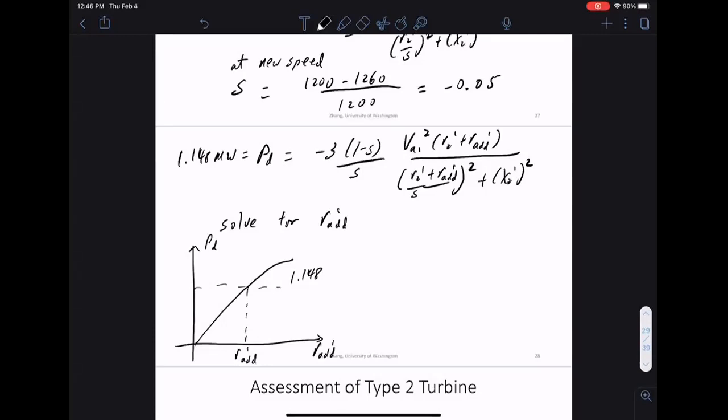You can use a nonlinear equation solver to solve this. This is quadratic, so you can also rearrange it and use the quadratic formula. All of this is possible, but I expect that you will have some way of solving this problem. For nonlinear equations with a single variable, you should be able to solve it. So in this case, if you graph this, or however you want to solve it, we get R add prime is 0.0218 ohms.